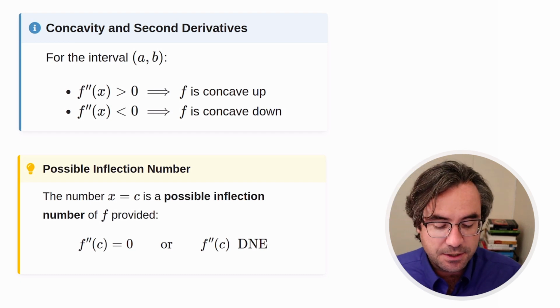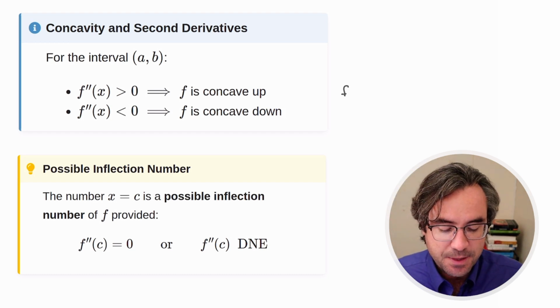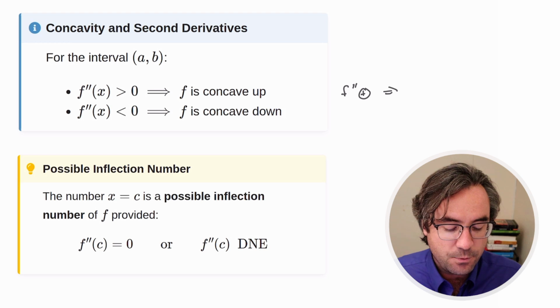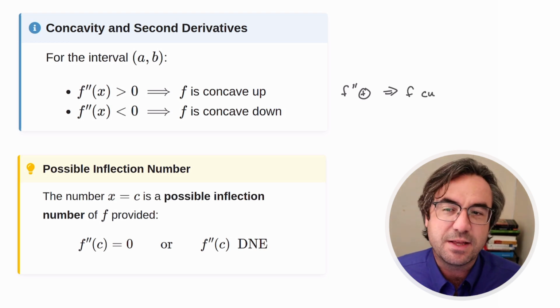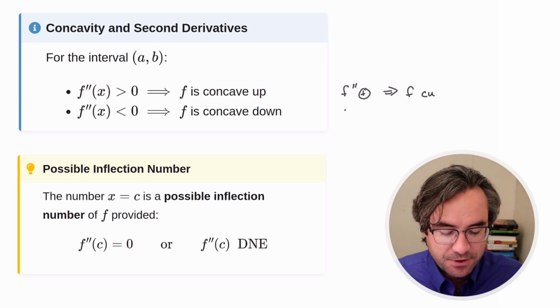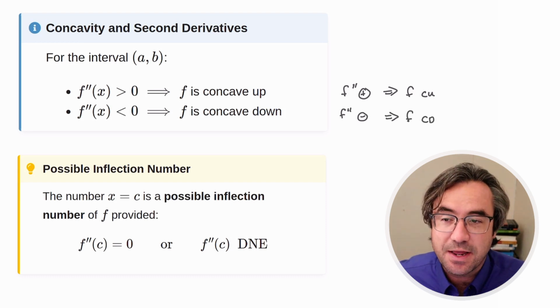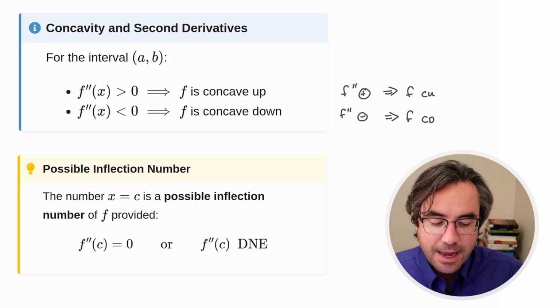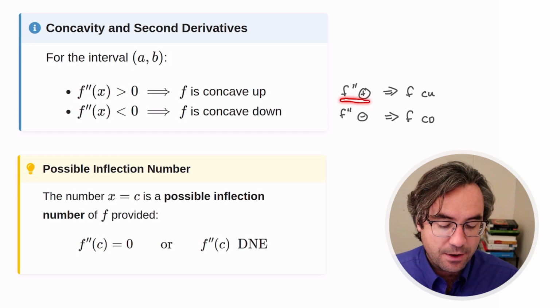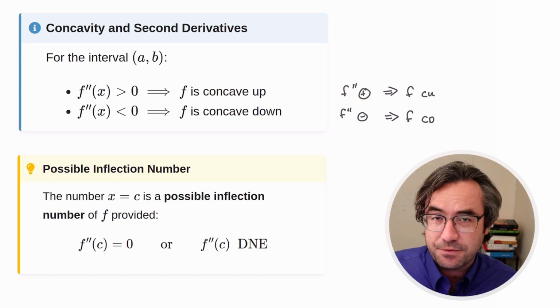So the main result, we can summarize, is that if our second derivative is positive, then we can say the original function f is concave up, abbreviated CU. And if our second derivative is negative, then our original function f is concave down on that interval. And so we want to know where f double prime is positive or negative.